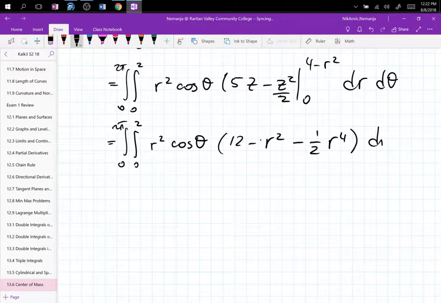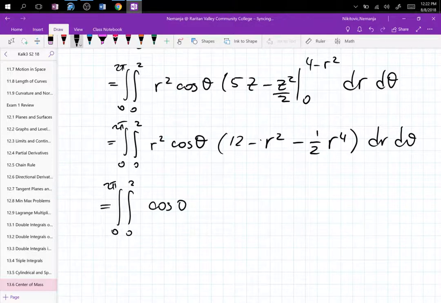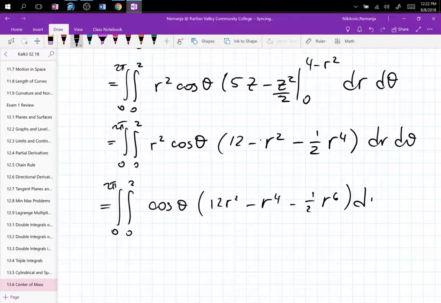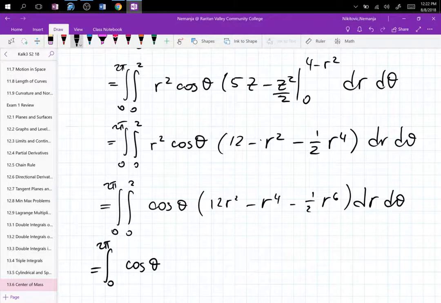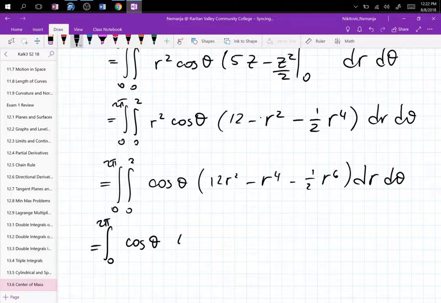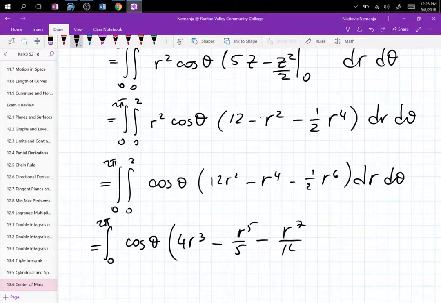I still have the r d theta. Now I get to distribute r squared and finally integrate r. So cosine theta in front, 12 r squared minus r to the 4 minus 1/2 r to the 6 dr d theta. Integral 0 to 2 pi cosine theta. And now I do 12 r, that's 4 r cubed, minus 1, so r to the 5 over 5, minus r to the 7 over 14 from 0 to 2 d theta.